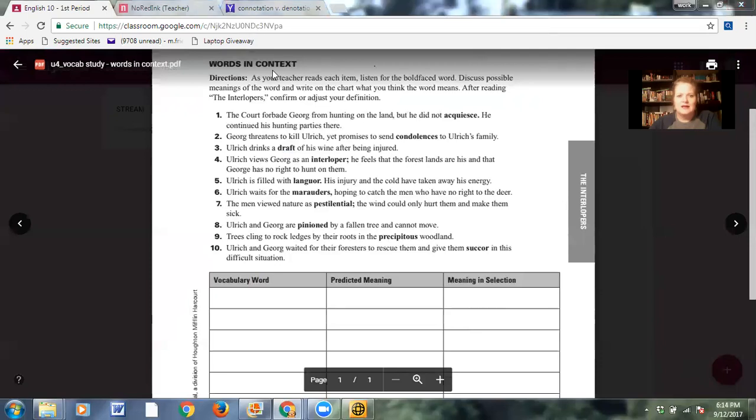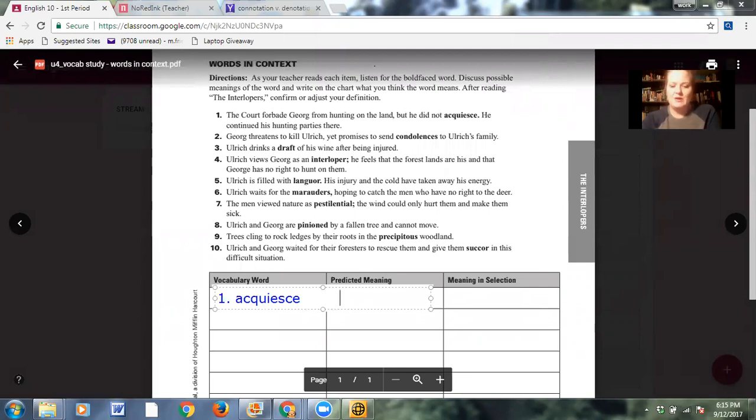And I can annotate here. Okay, so in this box right here, I'm going to put number 1, acquiesce, ACQUIESCE. And then I'm going to read the sentence. Sentence number 1 says, the court forbade Georg from hunting on the land, but he did not acquiesce. He continued his hunting parties here.